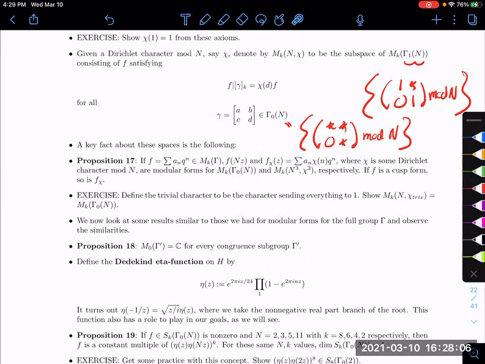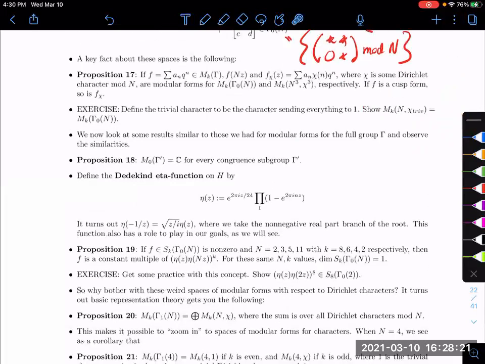So what about the structure of some of these spaces for subgroups? What do they look like? It turns out, kind of like how weight 0 modular forms for SL2Z weren't very interesting, weight 0 modular forms for congruence subgroups are also not very interesting. Weight 0 modular forms for any congruence subgroup are just the complex constants. And this again gives us hope that we're defining things correctly because our properties seem to be mirroring the full group case pretty well.